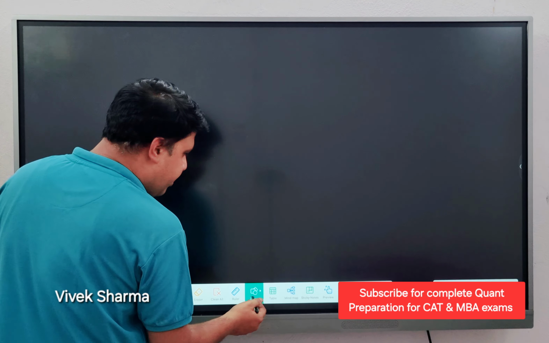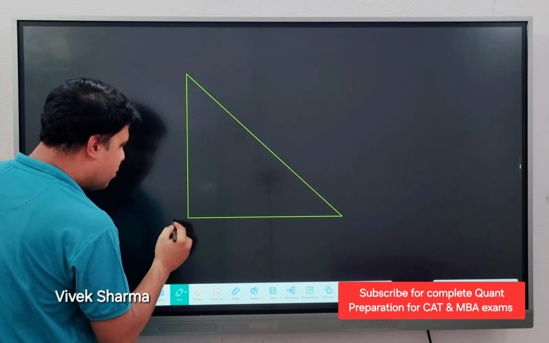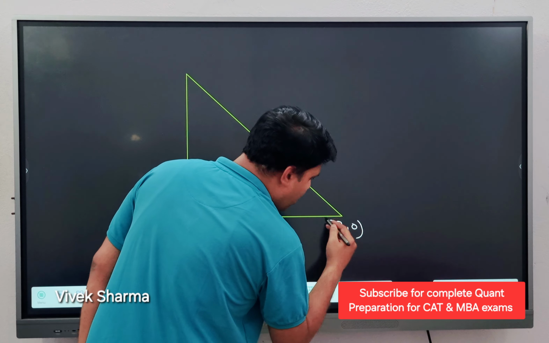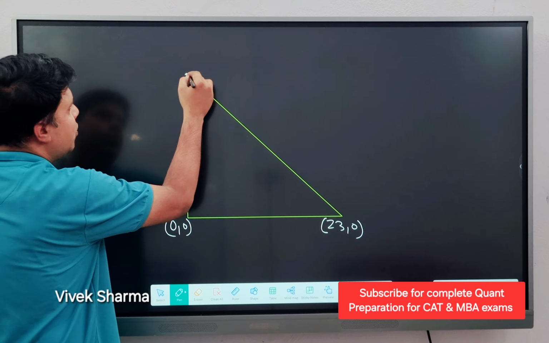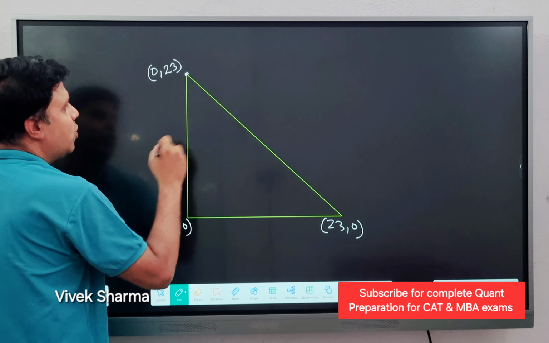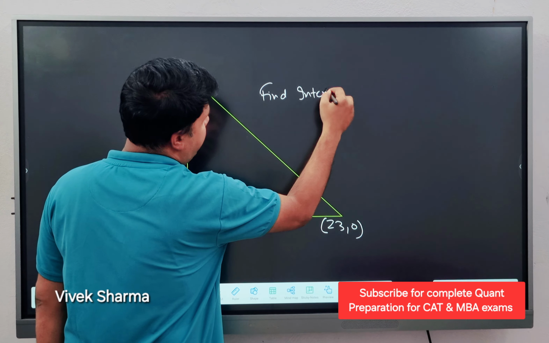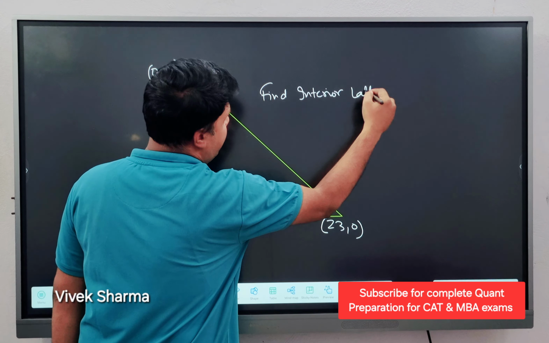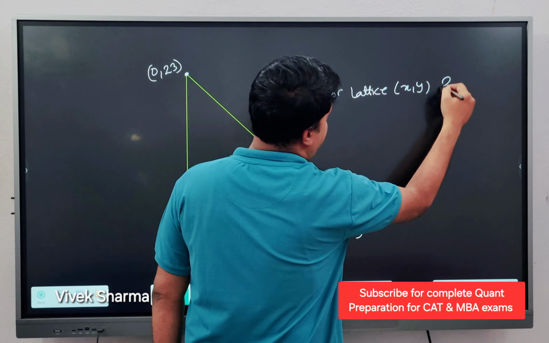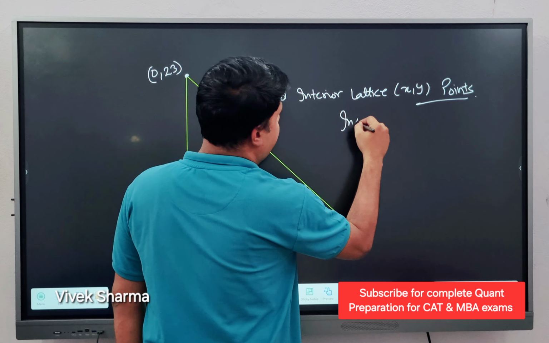So let's draw a triangle of the same type. This is going to be (0, 0), this is going to be (23, 0), and this is going to be (0, 23). So find the interior lattice (x, y) points inside the triangle.